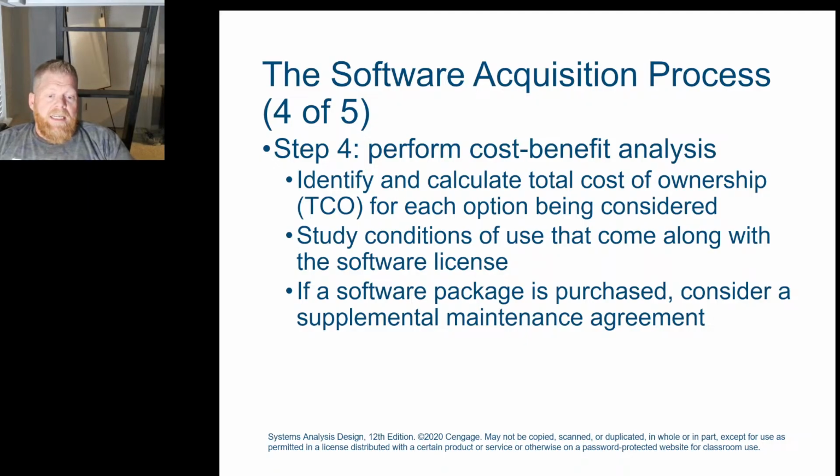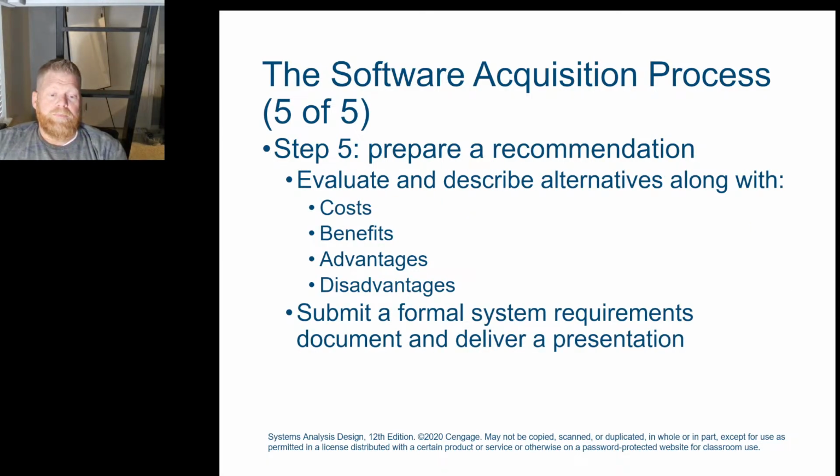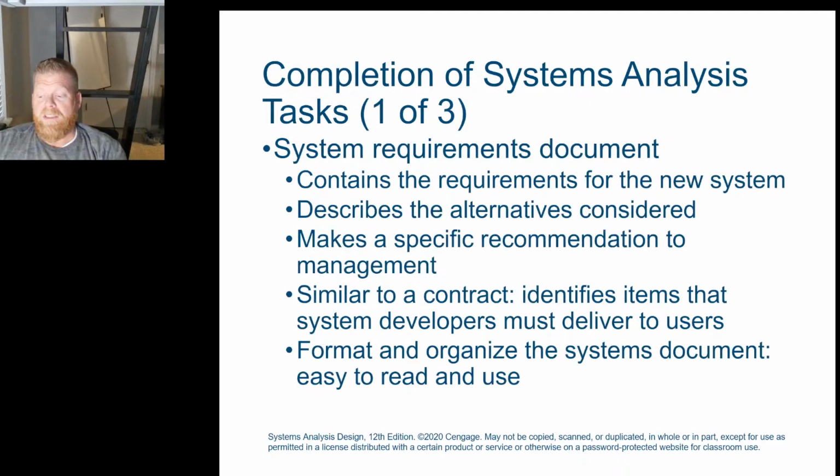Okay. And on that cost benefit analysis, you're going to have to calculate the total cost of ownership because you have to give them the reality. Study the conditions of use that come along with the software license. And if the software package is purchased, consider supplemental maintenance agreements and how much that will cost and how much that cost will grow. Will it be exponential? Will it be minuscule over the next 5 years? Okay. Then prepare a recommendation: costs, benefits, advantages, disadvantages, and make a submission in a formal system requirements document and deliver the presentation. Okay.